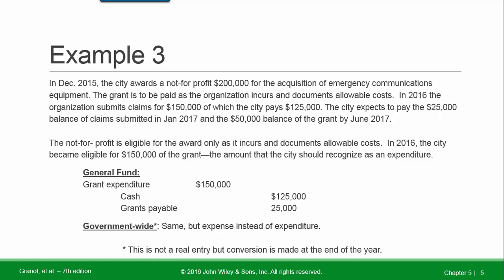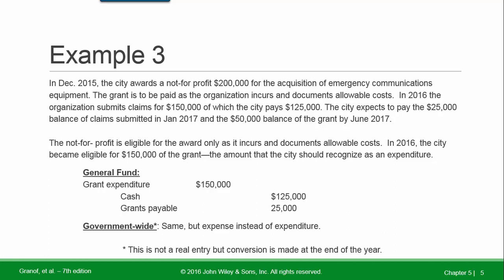Example 3. In 2015, the city awards a not-for-profit $200,000 for the acquisition of emergency communications equipment. The grant is to be paid as the organization incurs and documents allowable cost. In 2016, the organization submits claims for $150,000, of which the city pays $125,000. The city expects to pay the $25,000 balance of claims submitted in January 2017 and the $50,000 balance of the grant by June of 2017.